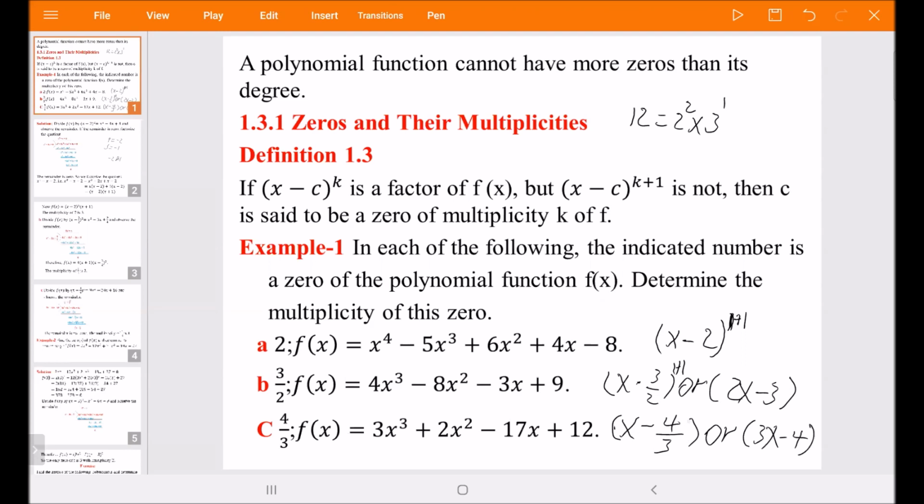So now add 1 to the exponent of x minus 4 over 3. So you have x minus 4 over 3, the whole square. Then write that in its expanded form and use long division. Divide f of x by x minus 4 over 3, the whole square. Then observe the remainder.